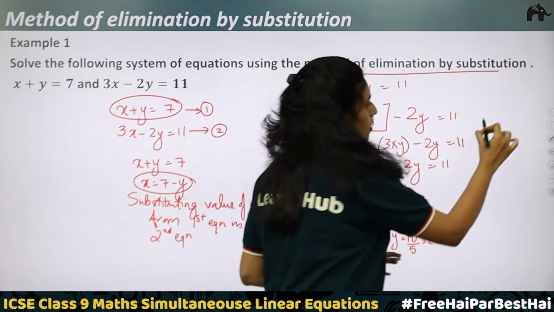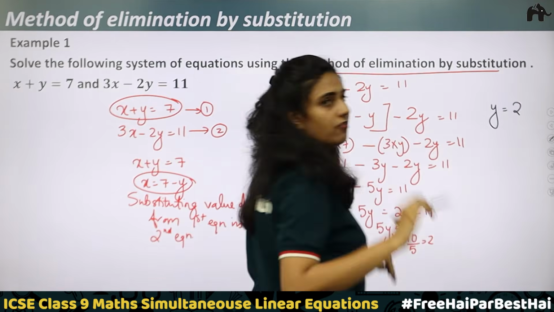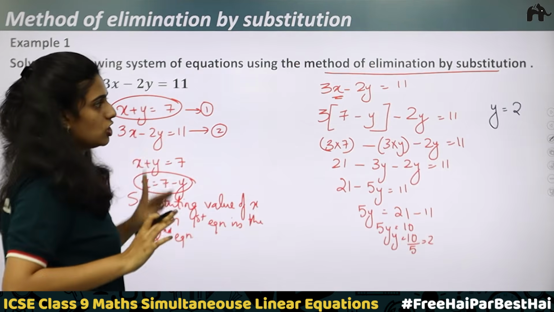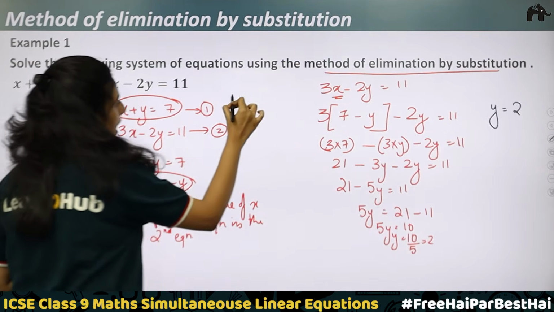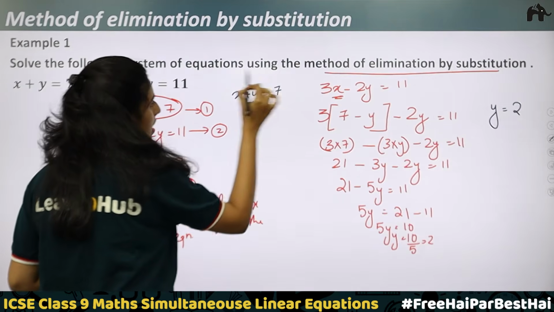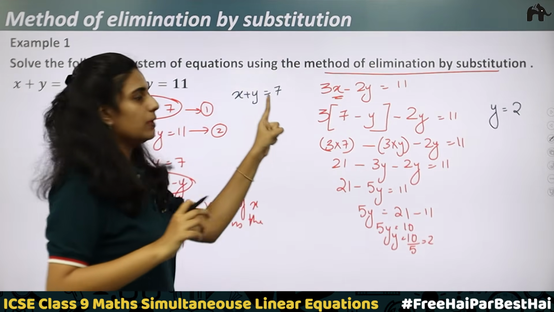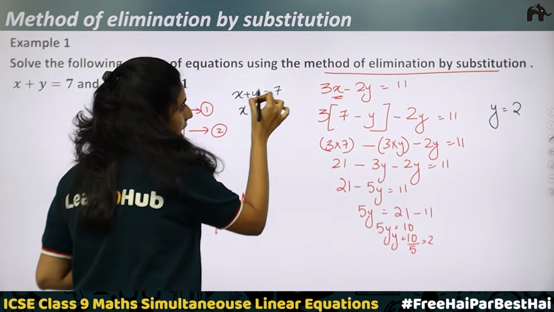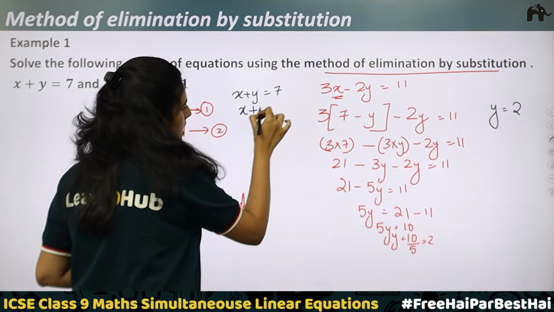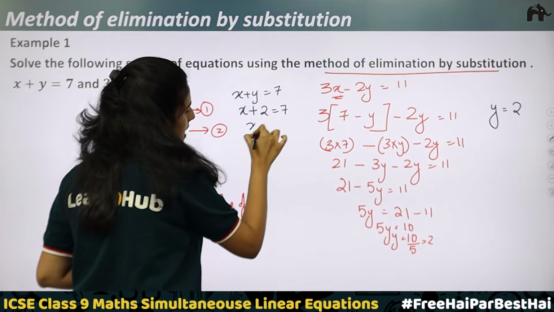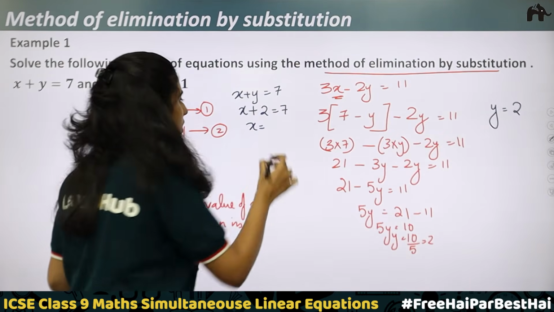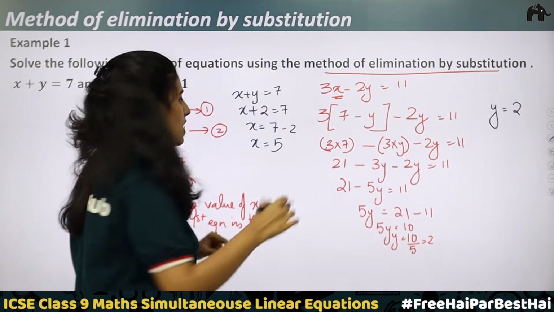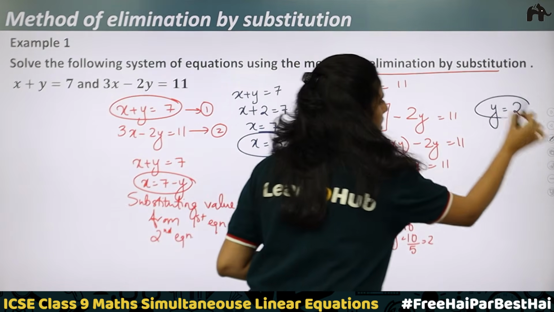So we got the value of y: y is equal to 2. When you get the value of y, we can substitute it in either the first equation or the second equation to find the value of x. Here we have x plus y is equal to 7. We substitute the value of y in the first equation: x plus 2 is equal to 7, which means x is equal to, taking 2 to the opposite side, 7 minus 2. So x is equal to 5 and y is equal to 2.